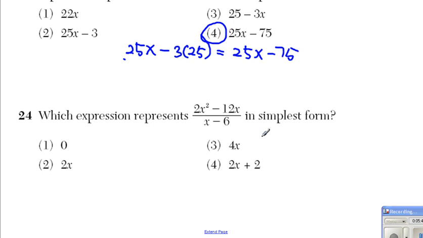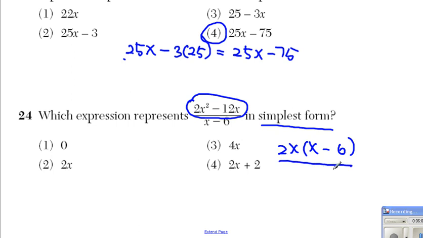Now, in order to convert this one into simplest form, one thing we get to realize is this. What if we factor the numerator? Then you'll realize something quite interesting, because 2x is common in the left and right terms. So we end up getting 2x, and we have x left from the first term, and minus 6 left from the second term. Now, on the denominator, we have x minus 6, and when those two things cancel out, we only have 2x left, which is choice number 2.